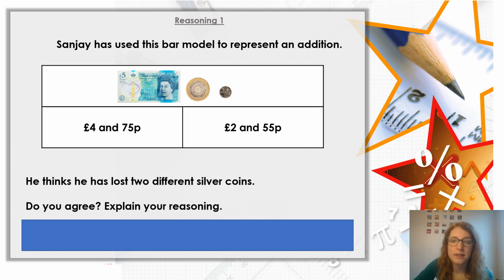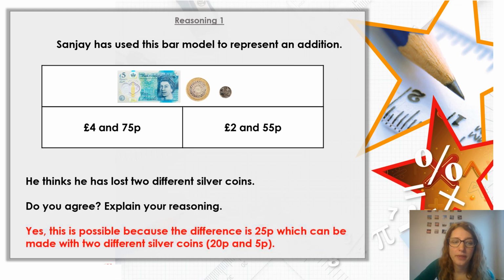Okay, so let's have a look through. Yes, it is possible, because the difference is 25p, so he's missing 25p, which could be made with a 20p and a 5p coin. A bit tricky there, but using a different method can help you. It's all about finding the method that you feel most confident using.